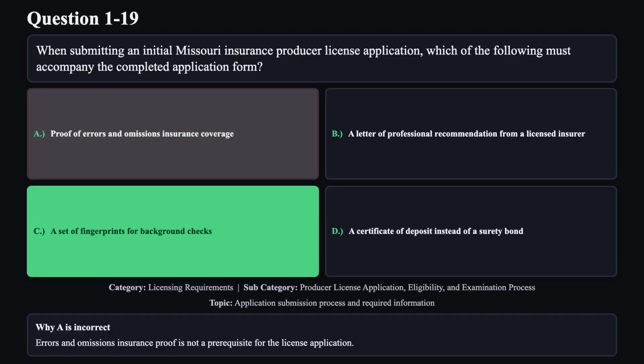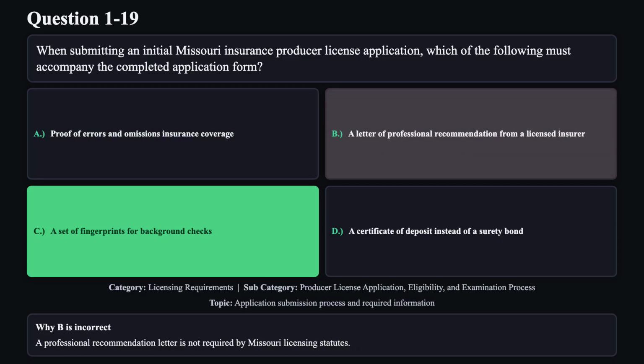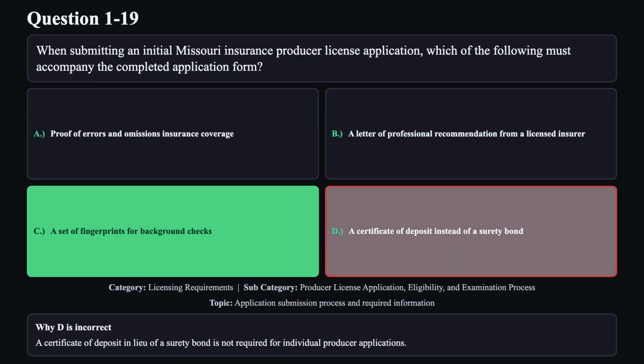Reason A is not correct. Errors and omissions insurance proof is not a prerequisite for the license application. Reason B is not correct. A professional recommendation letter is not required by Missouri licensing statutes. Reason D is not correct. A certificate of deposit in lieu of a surety bond is not required for individual producer applications.